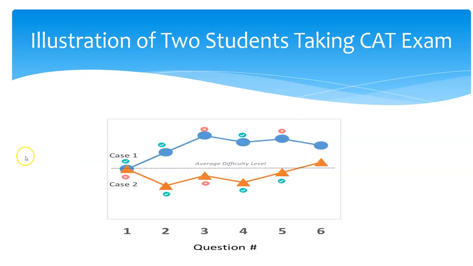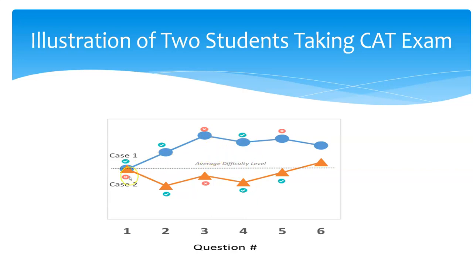So this is an illustration of two students taking a CAT exam. Both students start with a question of average difficulty. This is pass. If it's below this, that's fail. If it's above this, this is pass. So student 1 answers the first question right, gets a more difficult question, but gets this one wrong. They're given an easier question, but it's still above the pass level. And let's say the next question they get wrong.